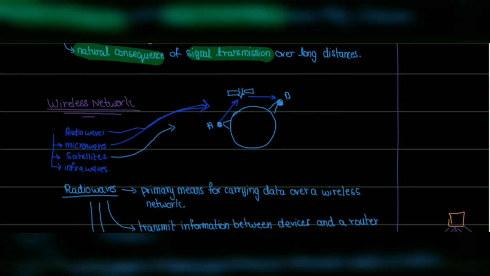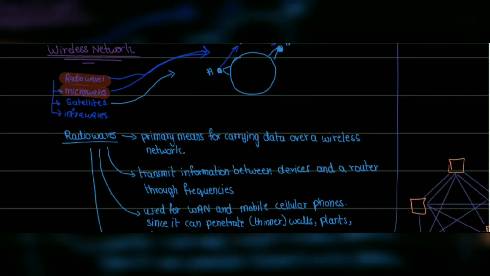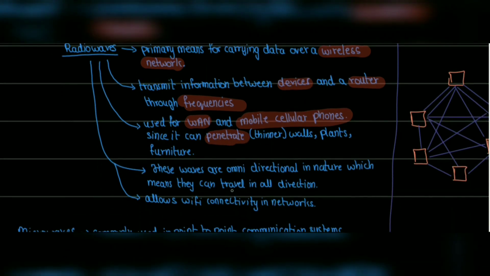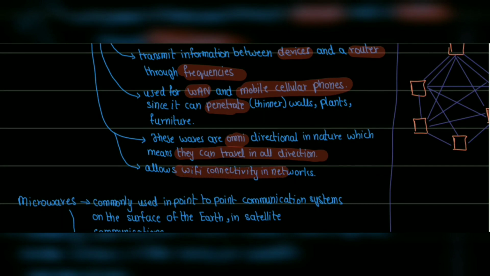Then what we have here is radio waves and microwaves. Radio waves are primarily a means of carrying data over a wireless network, transmitting information between devices and a router through frequencies used for WAN and mobile cellular phones. They can penetrate thinner walls, plants, and furniture. These waves are omnidirectional in nature, which means they can travel in all directions. Omnidirectional allows Wi-Fi connectivity in networks.